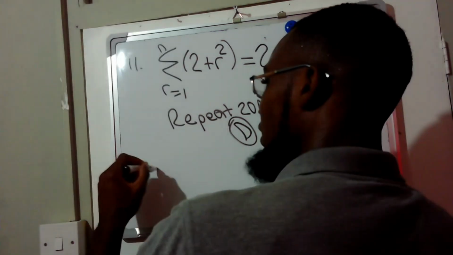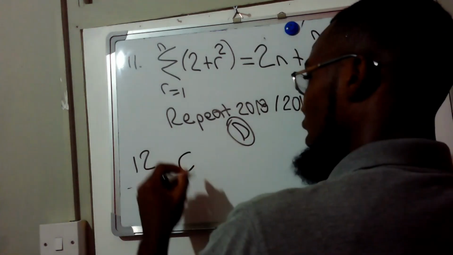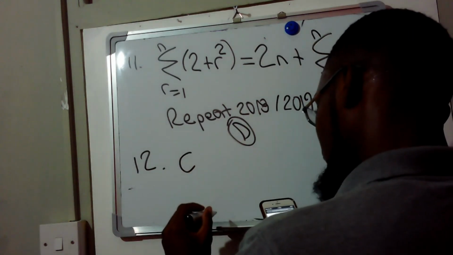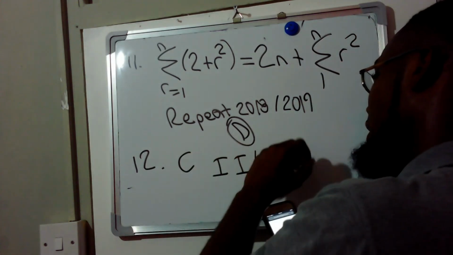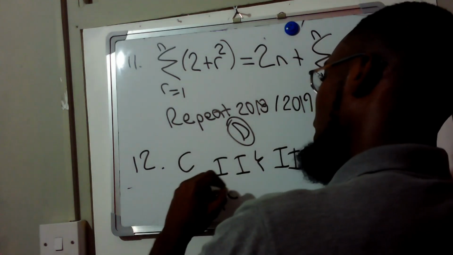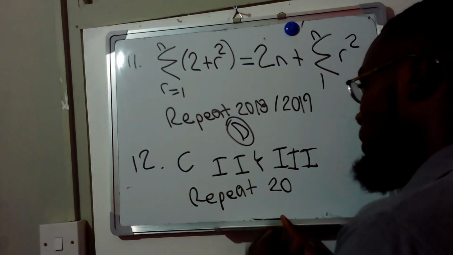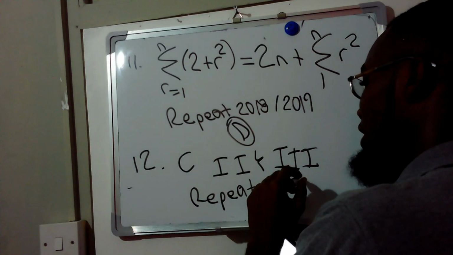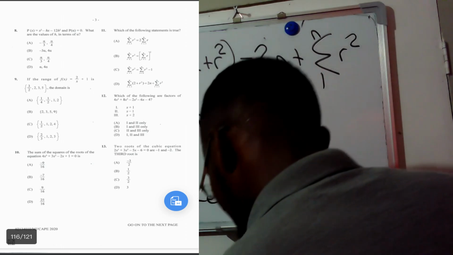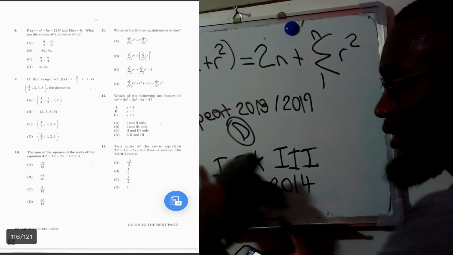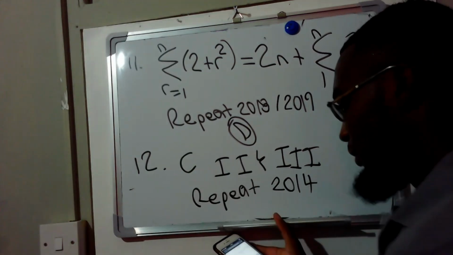Alright, number 12 is a big repeat as well. Number 12 was C. I definitely remember it was C, which was 2 and 3. Because this was a repeat from somewhere, probably 2012 or 13, or maybe 14. So you can go back and see those. Number 12 is a big repeat. I think it's this, but we just know it's a repeat. You can check out 2014. It's a repeat.